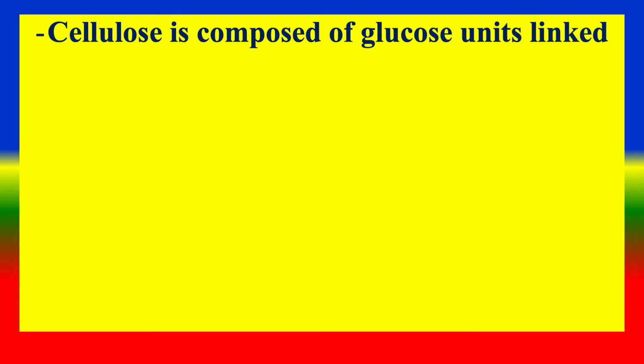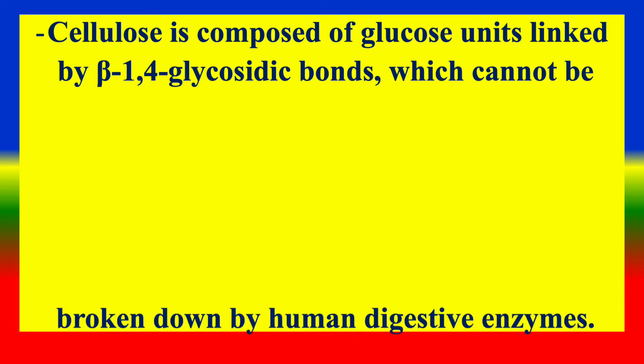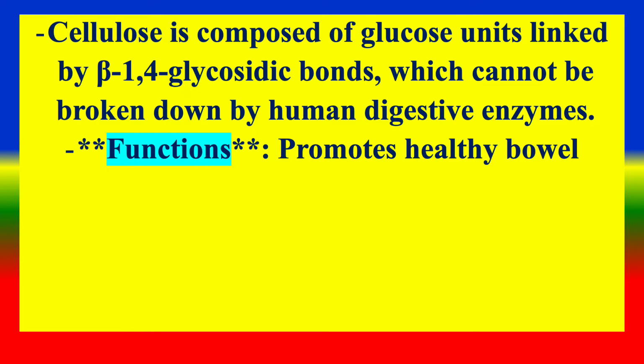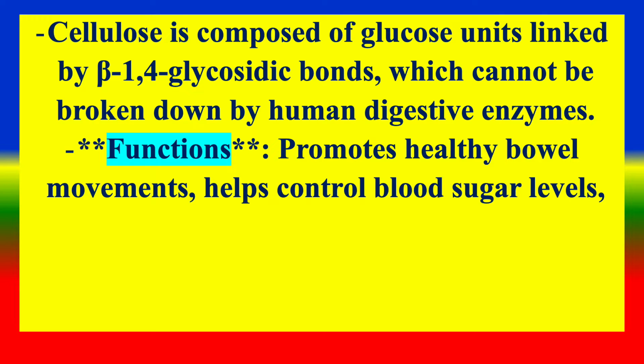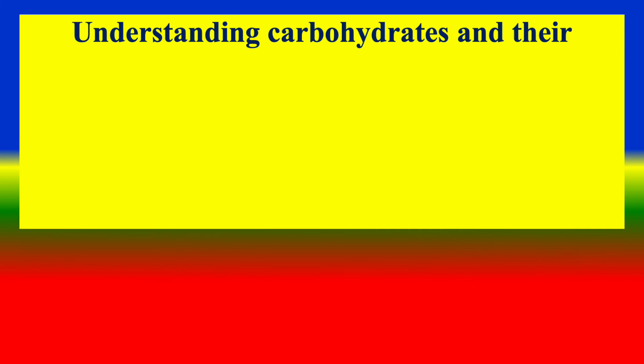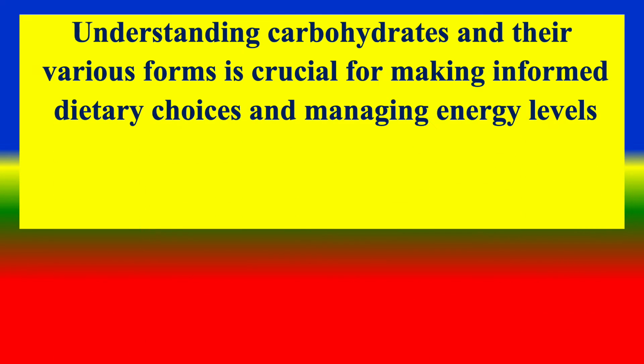Cellulose is composed of glucose units linked by beta 1,4 glycosidic bonds, which cannot be broken down by human digestive enzymes. Functions: promote healthy bowel movements, help control blood sugar levels, lower cholesterol, and aid in maintaining a healthy weight. Understanding carbohydrates and their various forms is crucial for making informed dietary choices and managing energy levels effectively.